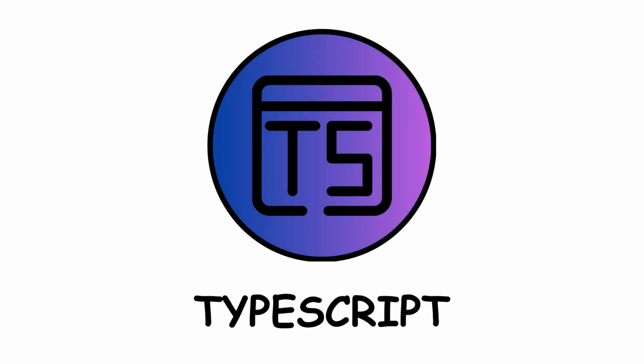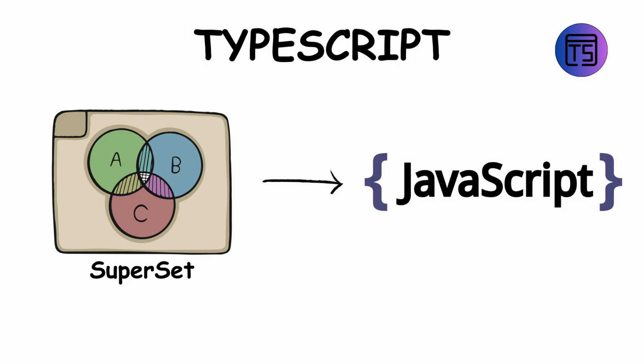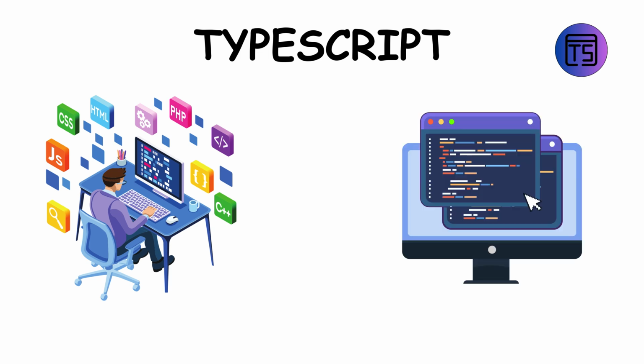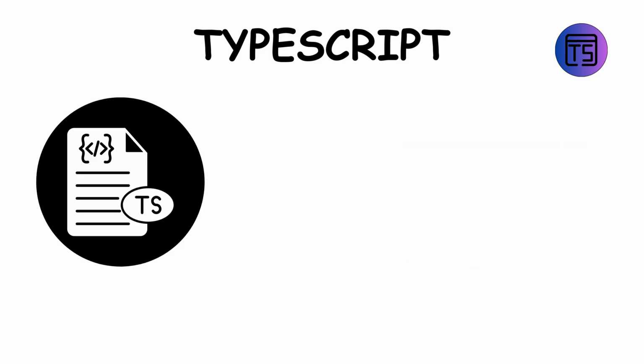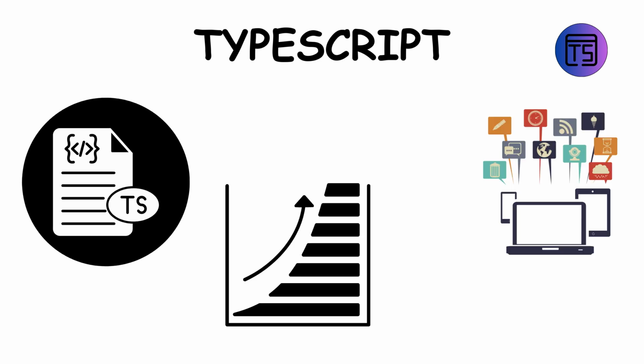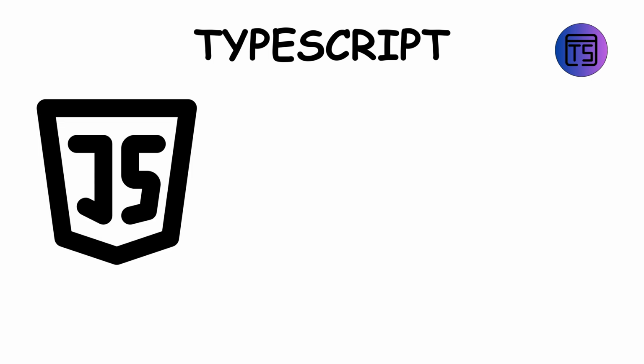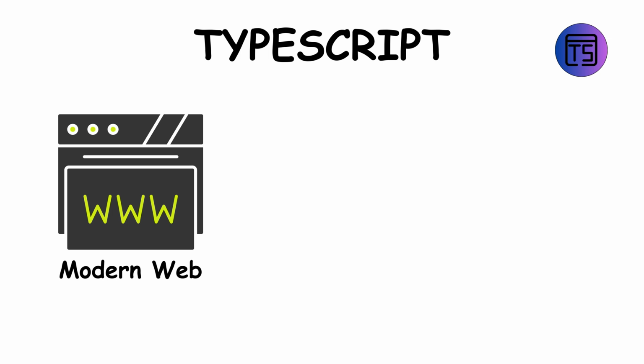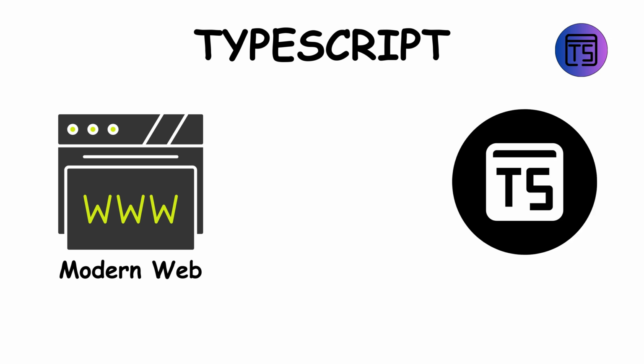Next up, TypeScript, a superset of JavaScript that adds static typing. TypeScript helps developers avoid bugs by checking code before it runs. It's now widely used for large-scale applications because it makes JavaScript development more reliable and maintainable. Most modern web apps use TypeScript behind the scenes.